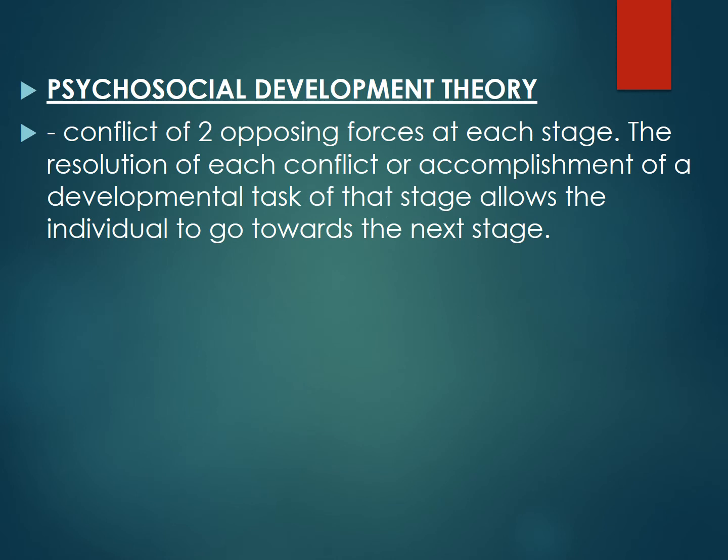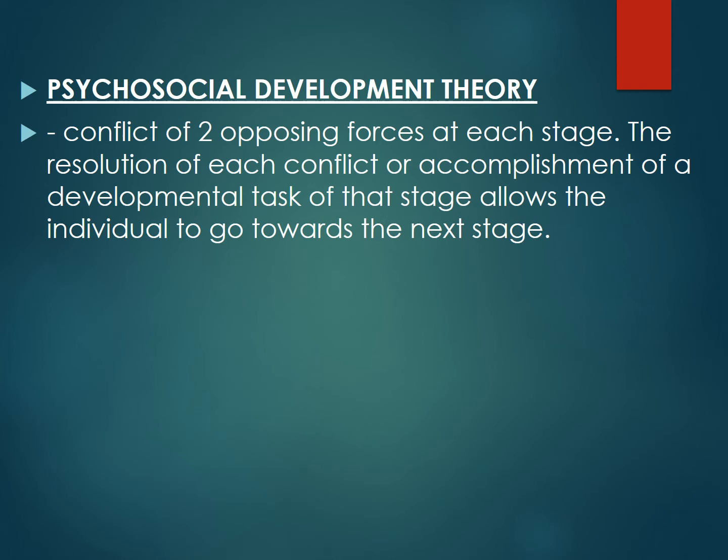In the psychosocial development theory, there is a conflict of two opposing forces at each life stage. And all of us will be conflicted with these two opposing forces as well, regardless of our age, gender, sex, religion. All of us will have to face these two opposing forces. So when we complete a developmental task, or when we are able to choose among these two opposing forces, that will allow us to go through to the next stage.